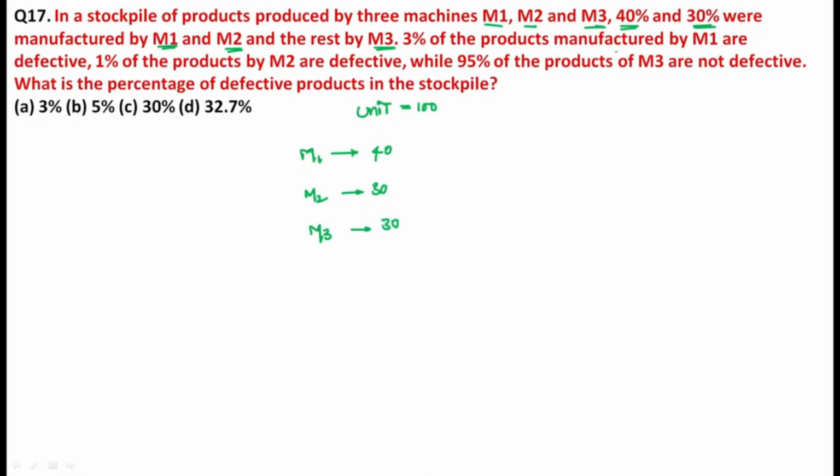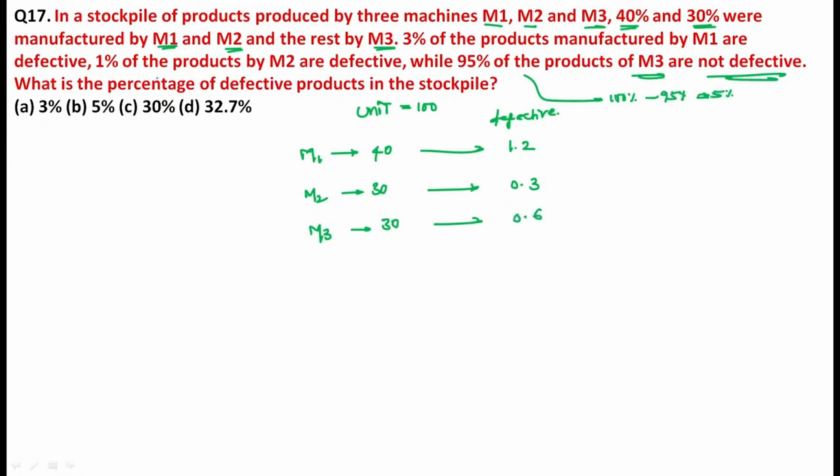Now 3% of products manufactured by M1 are defective. You need to identify the defective ones. So defective are 3%, and 3 fours are 12, so it's 1.2 products defective. Then 1% of products in M2 are defective, so it's 0.3. And while 95% of products of M3 are not defective, the defective value is 100% minus 95%, which is 5%. So 5 sixes are 30, and the value becomes 0.6. Now the question: what percentage of the stockpile is defective?